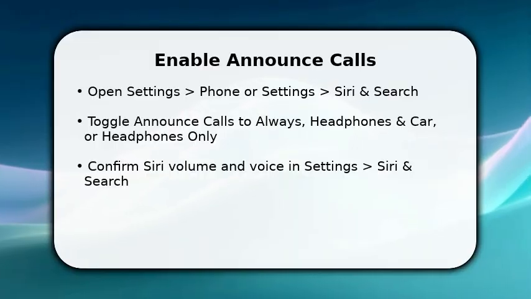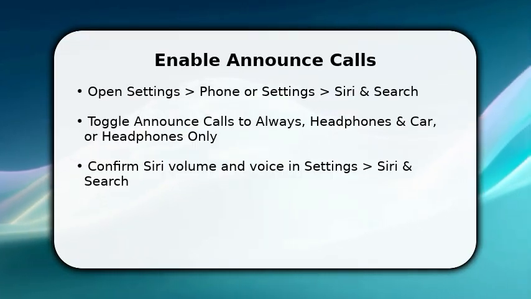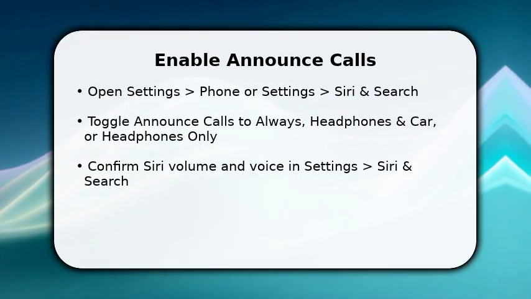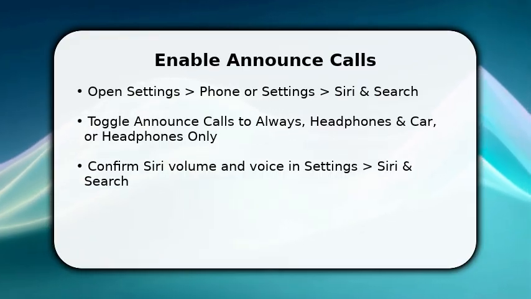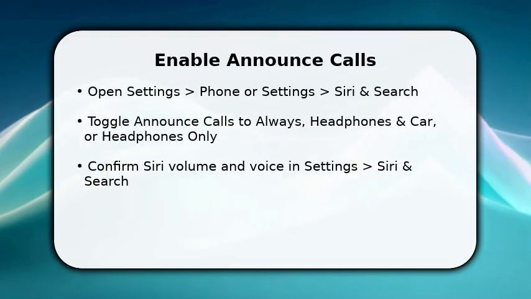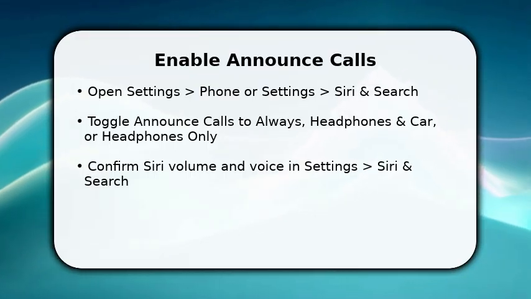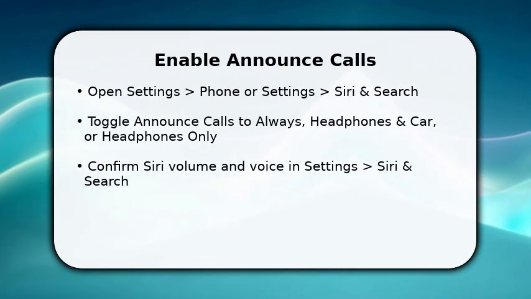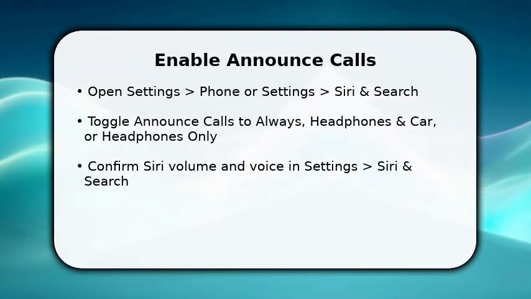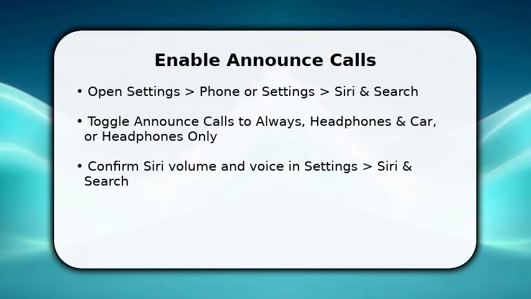You'll start by turning on the feature in Settings so your iPhone can speak names. Open Settings and go to Phone or Siri and search. Once there, find Announce Calls and set it to Always or the headphones mode you prefer. Make sure Siri is enabled and the voice/volume suits you, because Siri reads names at the system voice level. Once done, test with a known contact so you confirm that the correct name is announced rather than a number.